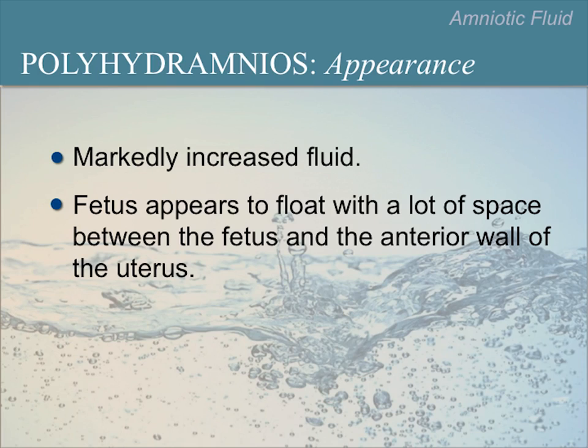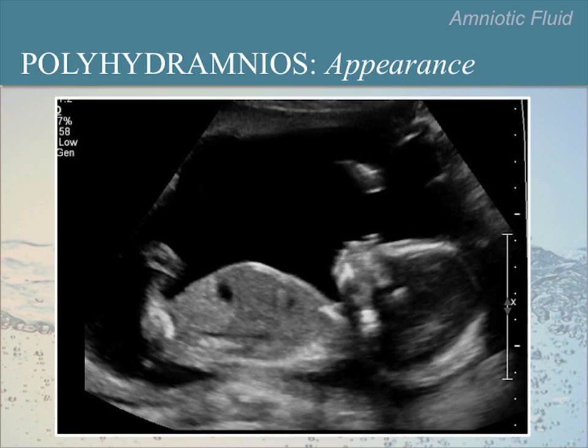This is a sagittal view of a fetus with polyhydramnios. Notice the large amount of amniotic fluid between the fetus and the anterior wall of the uterus. There are two ways to measure polyhydramnios. Use only one of these methods and not both. Before 24 weeks gestation, measure the maximum vertical pocket. You should also use this method if there are twins. At 24 weeks and later, measure the amniotic fluid index. An MVP greater than 8 centimeters or an AFI greater than 24 centimeters indicates polyhydramnios.